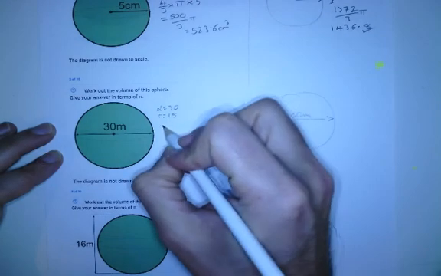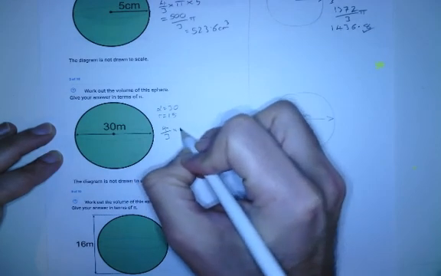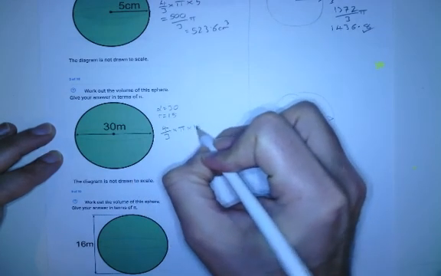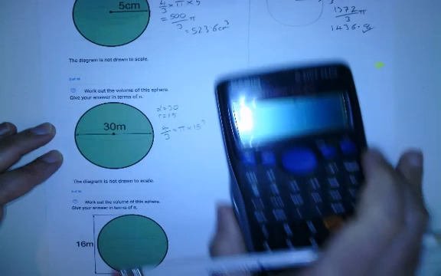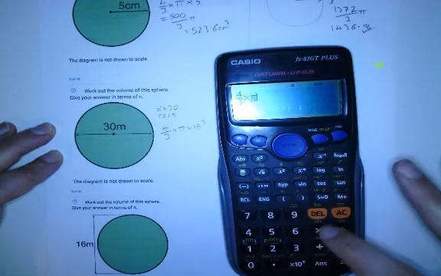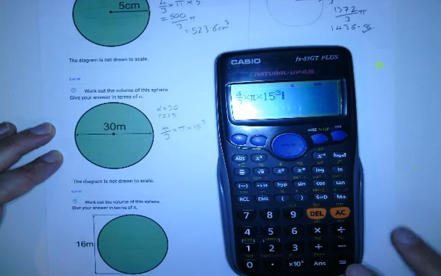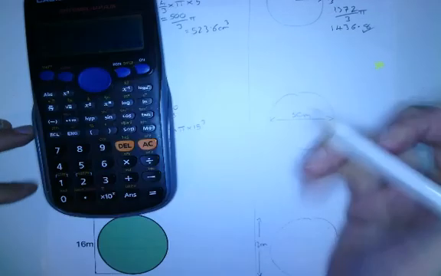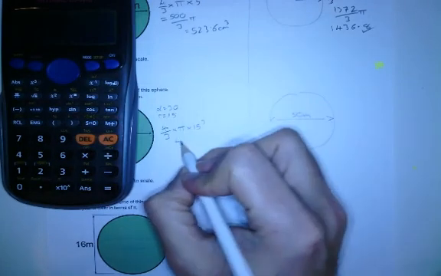Now we know the radius is 15. It's just exactly the same as the one above. So we're going to do 4 over 3 times pi times 15 cubed. And again, just put that all into your calculator. Pi times 15 cubed. And we get 4,500 pi.